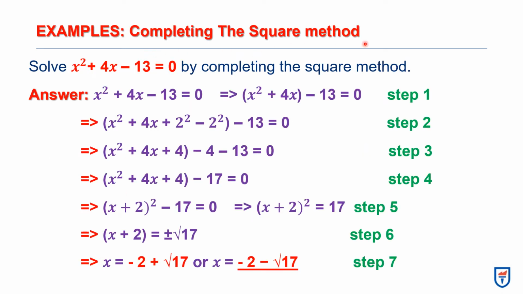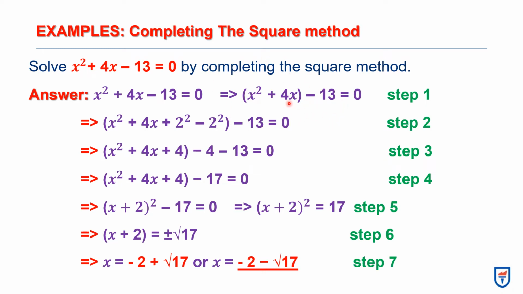Let's look at one of the examples of solving a quadratic equation using the completing the square method. So we have the question that is saying solve x squared plus 4x minus 13 is equal to 0 by completing the square method. So the first thing that you have to do, we need to group the terms that have the x variable together. So when you group the terms that have the x variable together, we're going to have x squared plus 4x in one bracket, and minus 13 is outside the bracket.